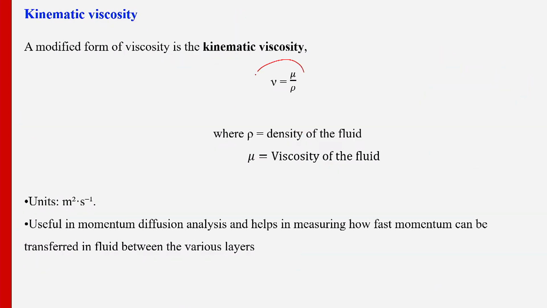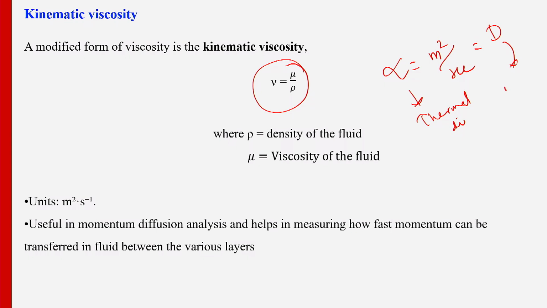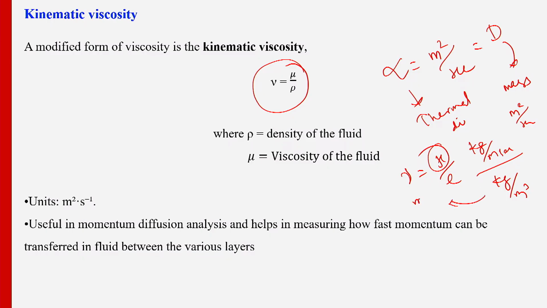The kinematic viscosity, like the alpha equal to k by rho Cp I discussed in the earlier class, has the unit meter square per second. Then the thermal diffusivity, and this one the mass transfer diffusivity, are also meter square per second. And the kinematic viscosity nu equals mu by rho. Viscosity is kg per meter second, and density is kg per meter cube. Once you cancel, we get meter square per second.